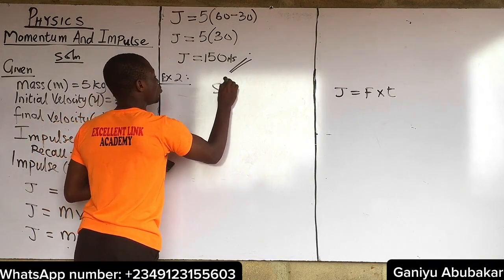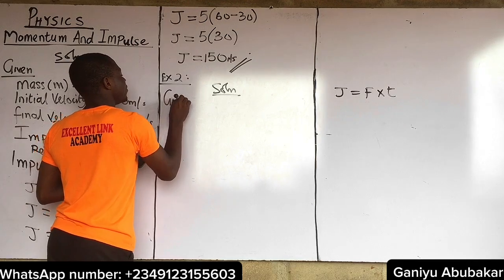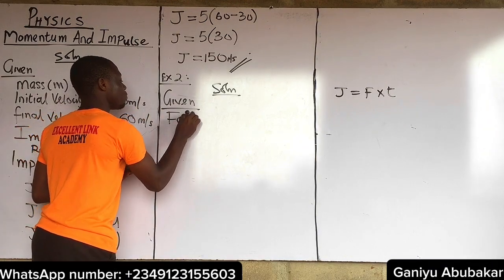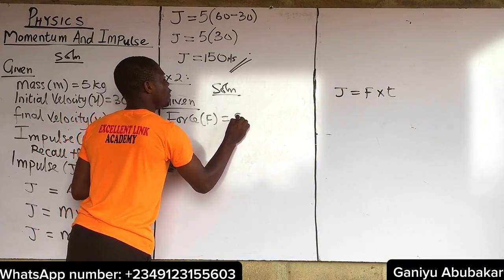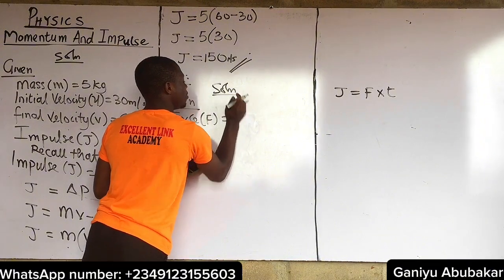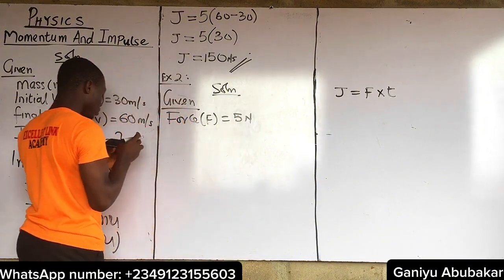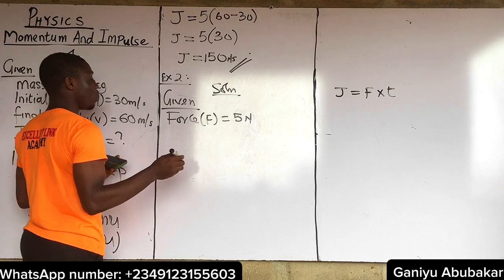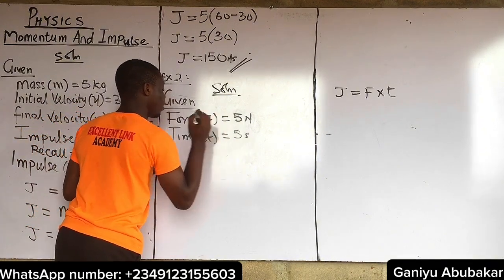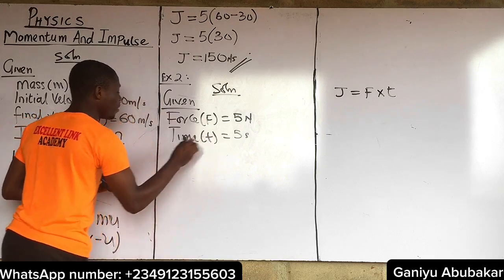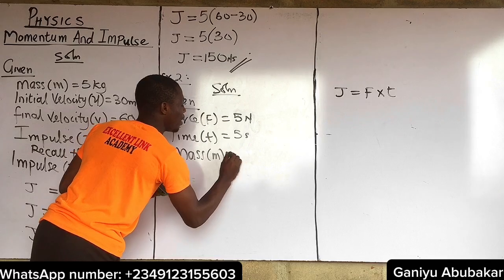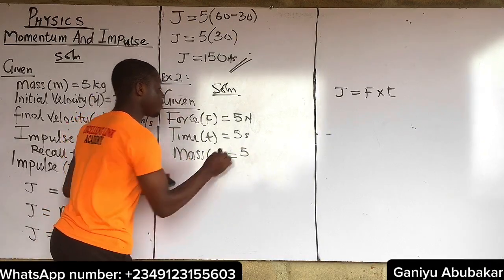So to that question, example 2, what am I given? I'm given that a constant force, that's F, is equal to what? 5 Newton, acts for 5 seconds, so that's time, small t, 5 seconds, on a mass, that's M, equal to what there? 5 kilogram.